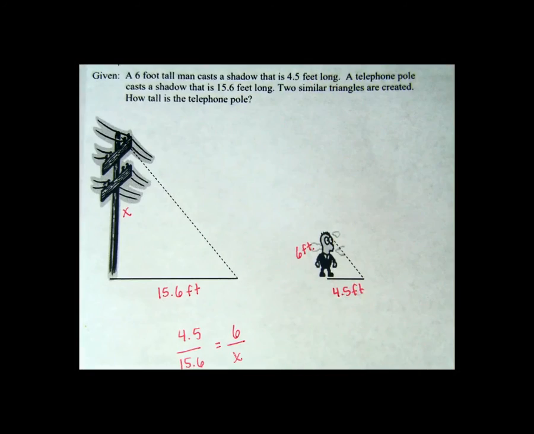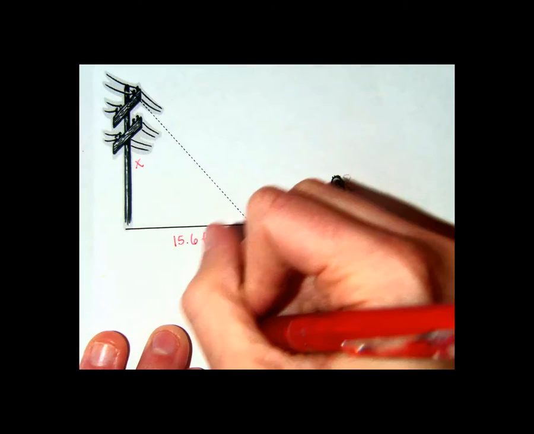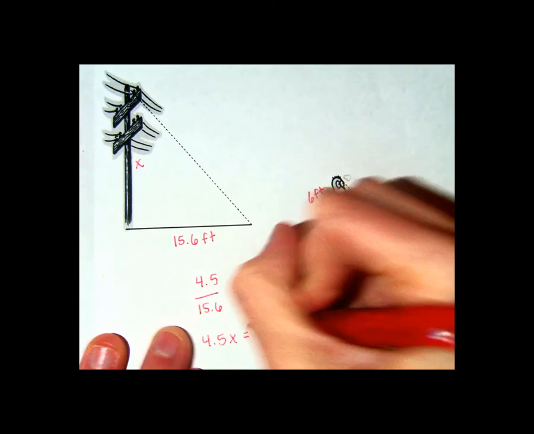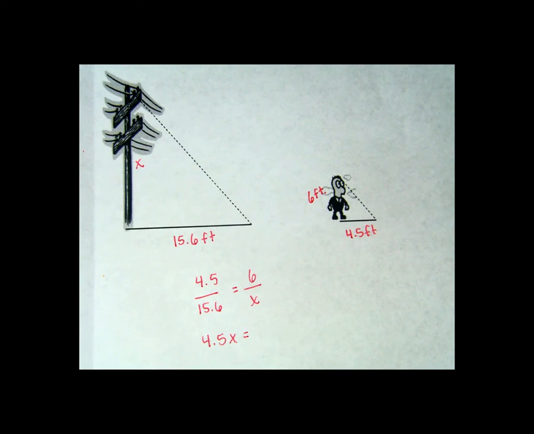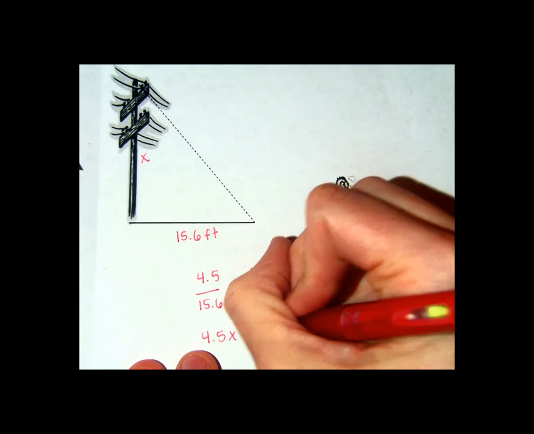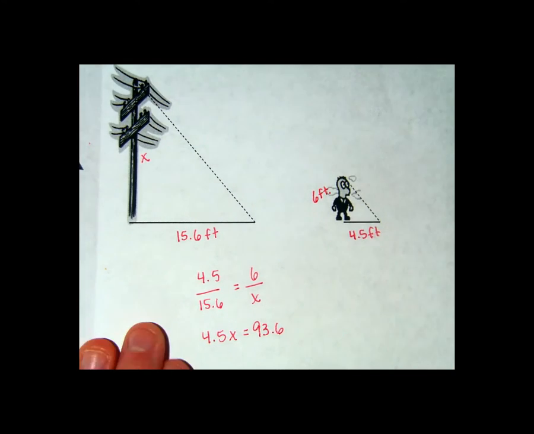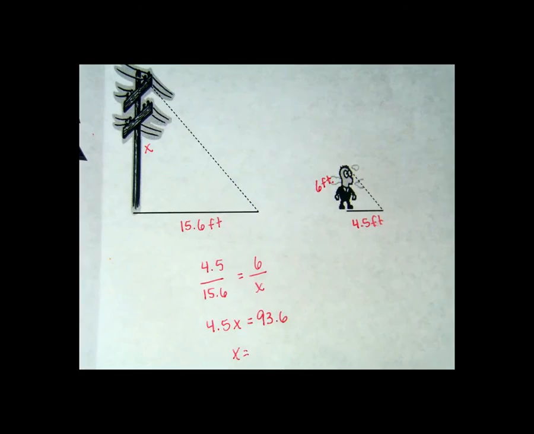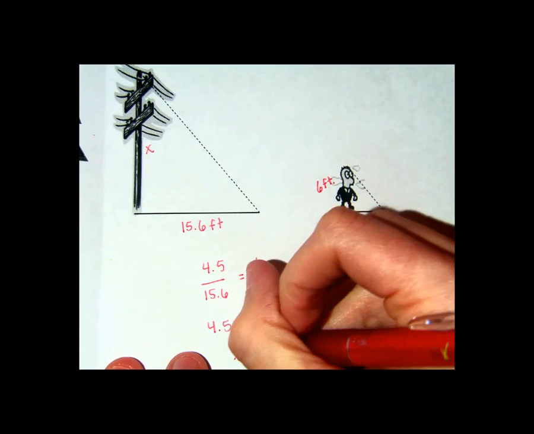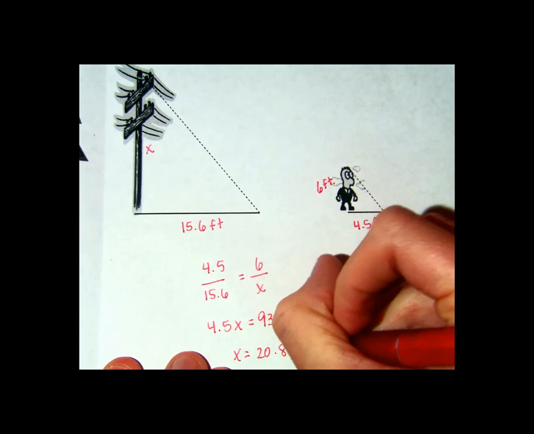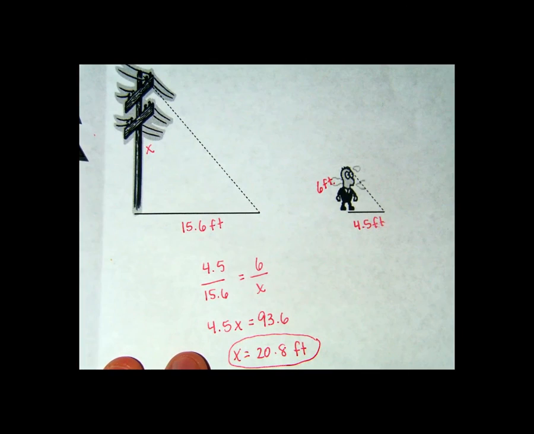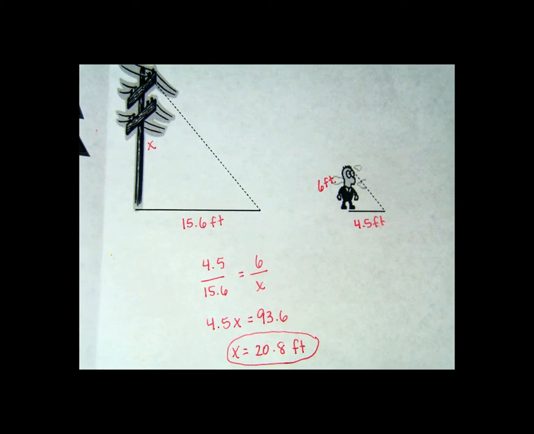It might help you know that's x, in case you're curious. So 4.5x equals 15.6 times 6, which is 93.6. Then divide by 4.5, which is 20.8. So the telephone pole is 20.8 feet. There is a good way of how to use similar triangles to solve problems.